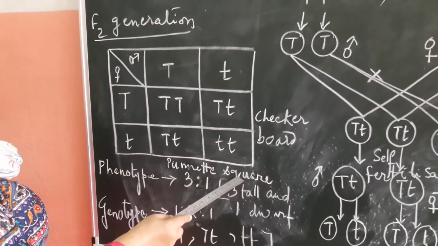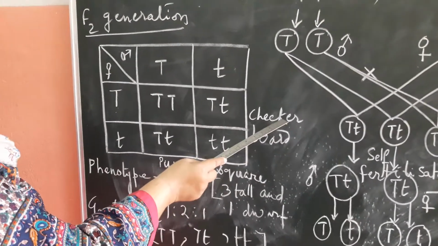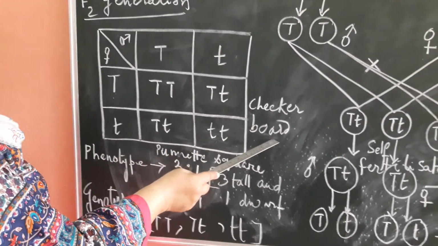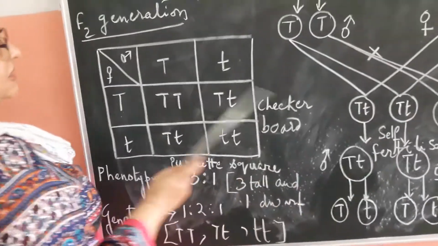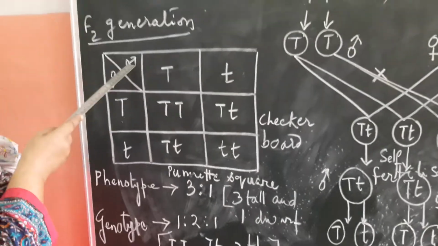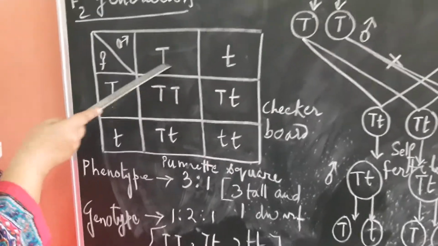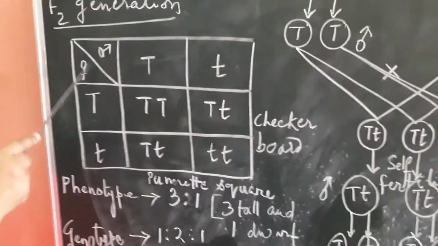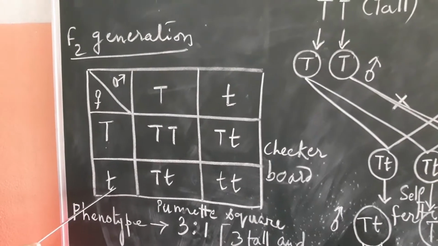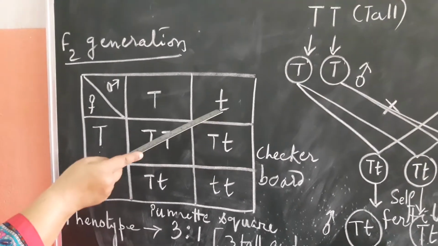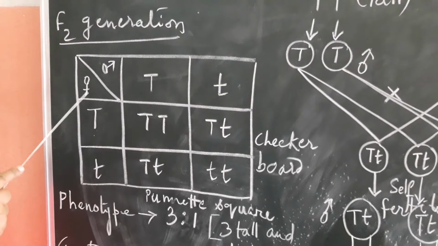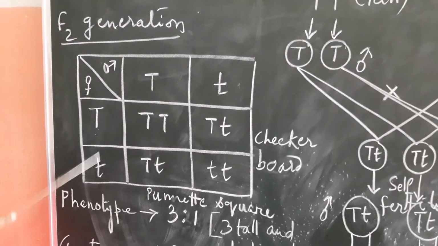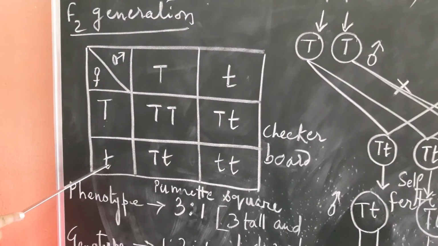So, for this, we can perform it in one square, which is termed as the Punnett square, or it is also called checkerboard. Why? Because we are arranging these gametes in this way, where these gametes represent the male gametes and this represents the female gametes. So here in the male gamete we can see one capital T with one small t, and here the female gametes also we can see one capital T and one small t.